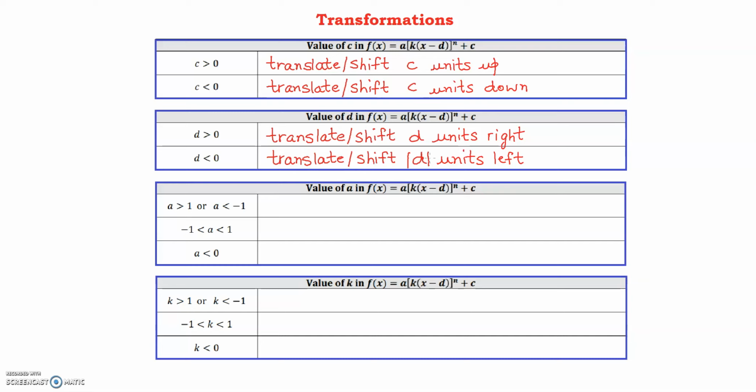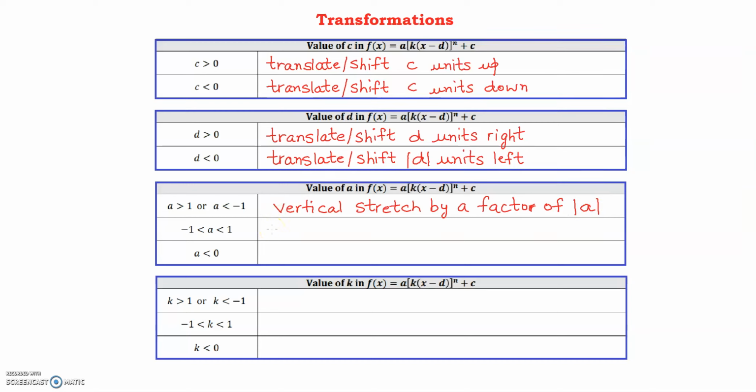The value of a, when a is greater than 1 or a is less than negative 1, we can say vertical stretch by a factor of the absolute value of a, meaning it should be positive.